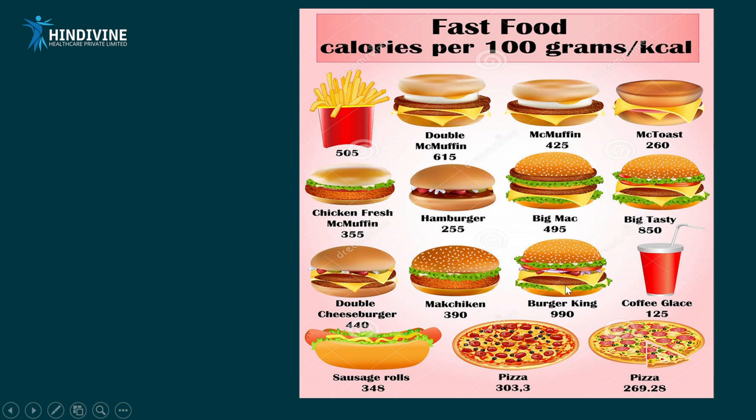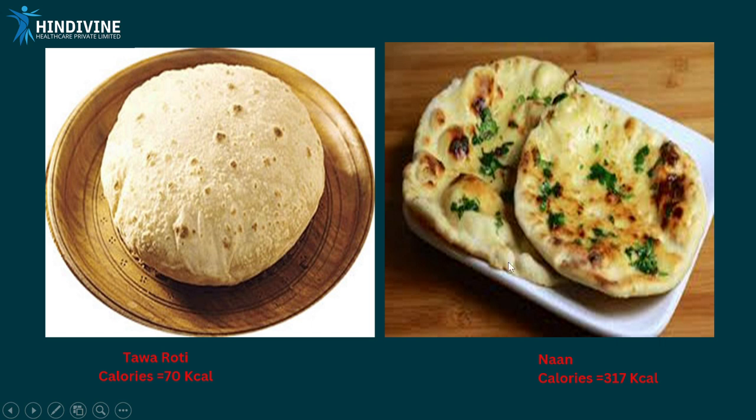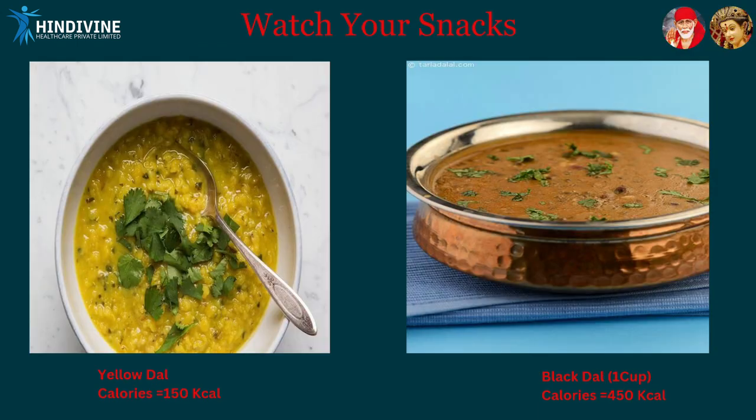Like pizzas, they all have around 300 calories, and tawa roti without butter is 70 calories. Same thing, naan with butter is 317 calories, which is approximately four and a half rotis. So a person going for a party saying I have only eaten one naan, they say how my weight has increased next day half a kilo or 1 kilo.